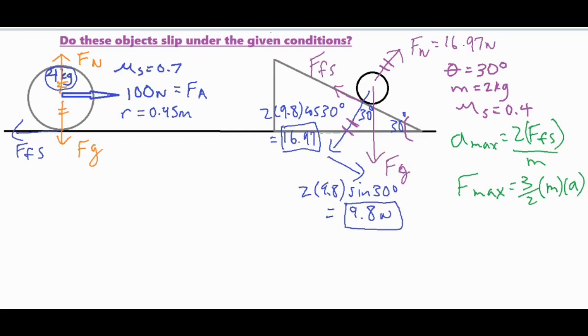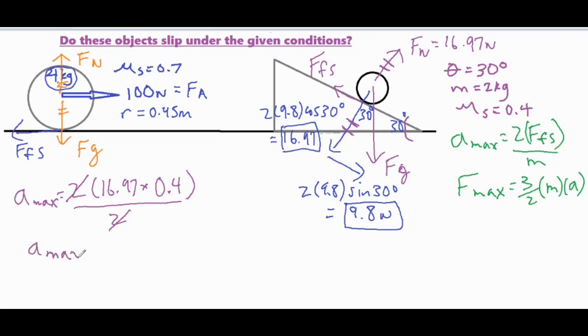So with that in mind, if we're going to find our A max again, our A max is going to be 2 times the normal force times the mu sub s, which for this one is 0.4, divided by our mass. Our new mass is 2 kilograms for this one. So it looks like the 2's are going to drop out. So it's basically 16.97 times 0.4. So our max acceleration is going to come out to about 6.979 meters per second squared.